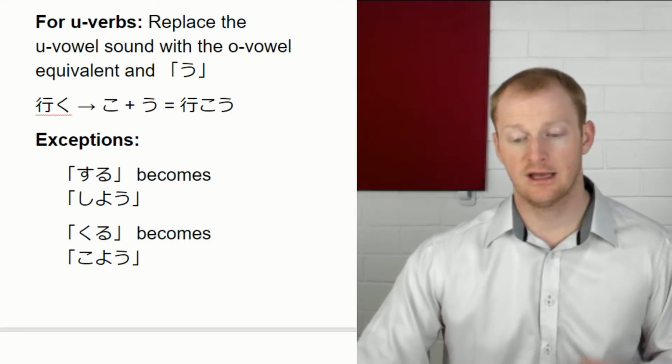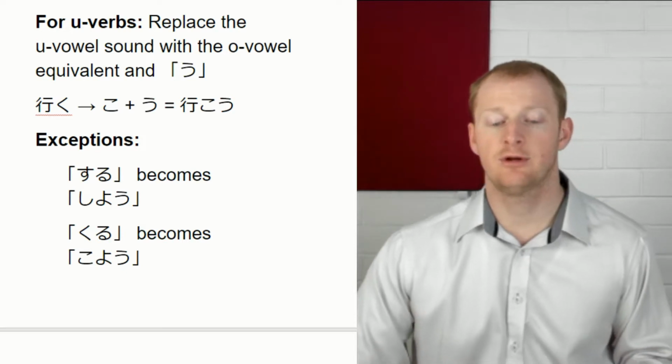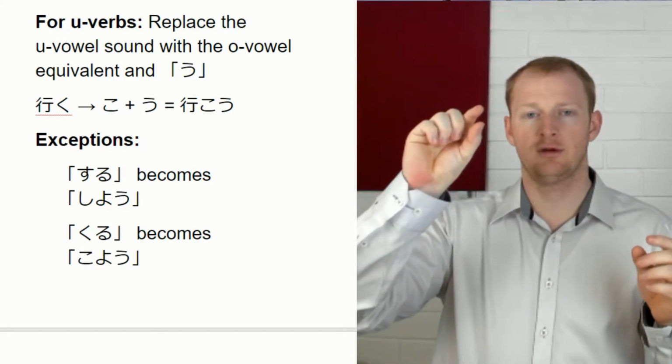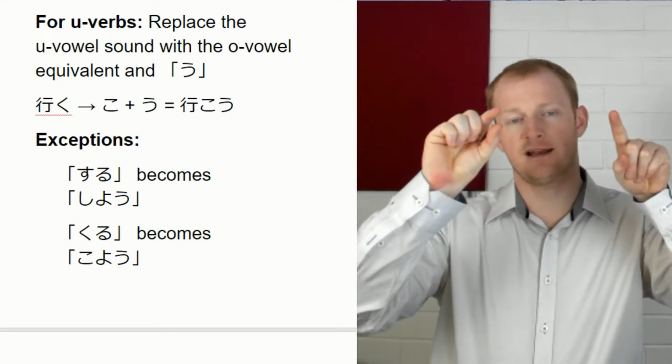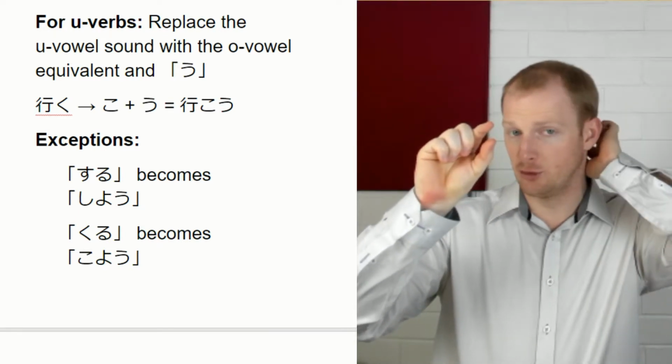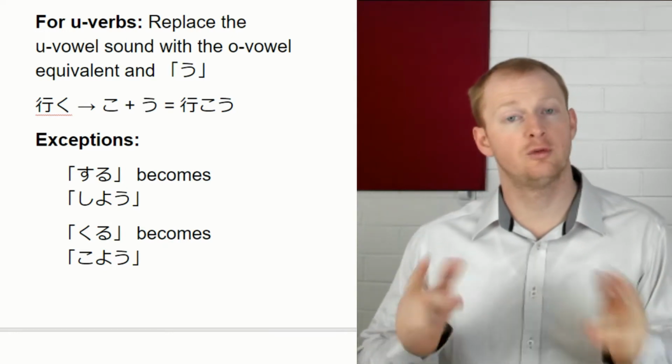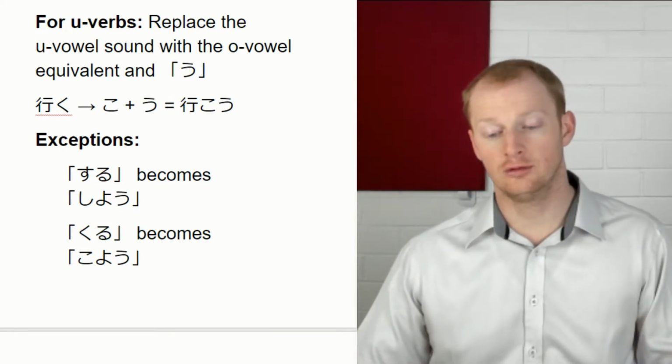Now, u verbs, we replace that u vowel sound at the end with the equivalent o vowel sound. So I've got iku here as an example. Just imagine you've got your hiragana chart in your head, think about where ku is, and then move along the same line until you get to the o vowel equivalent of ku, which in this case would be ko. So you would replace ku with ko, and then we add an extra u, so iko.